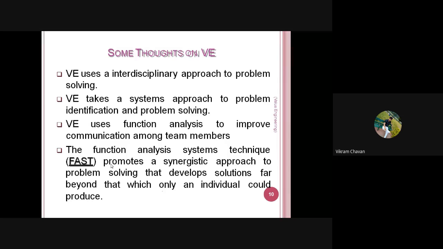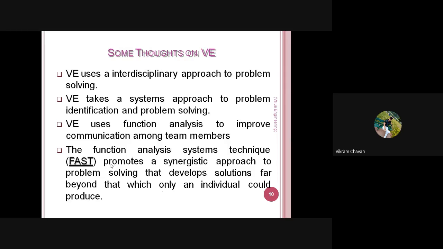For that purpose, the Functional Analysis System Technique, called FAST, is used, and it promotes a synergistic approach to problem solving that develops solutions far beyond what an individual could produce. How much work one person can do, and how much can be done in teamwork. There are different examples, and this will be the result of value engineering.